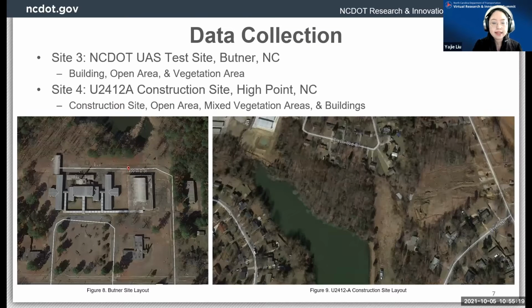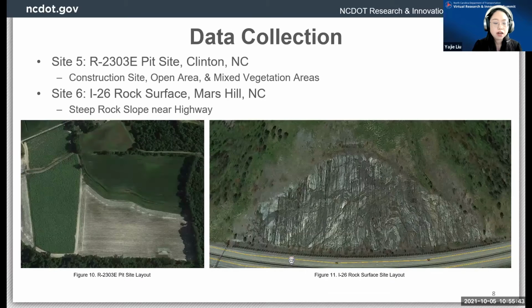And the rest of the four sites are the UAS test sites coordinated by NCDOT, including one NCDOT UAS test site, which is in Bonner, North Carolina, listed in figure 8 in the left corner, and there are two construction sites. The first one is the U2412A construction site in High Point, which is in figure 9, and the second construction site is the R2703 EP site, shown in figure 10. And the last site is a rock surface site, which is in Mars Hill, North Carolina. Here is a steep rock near the highway, which is in figure 11.